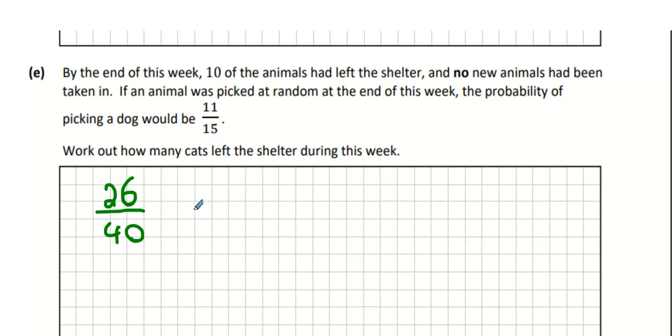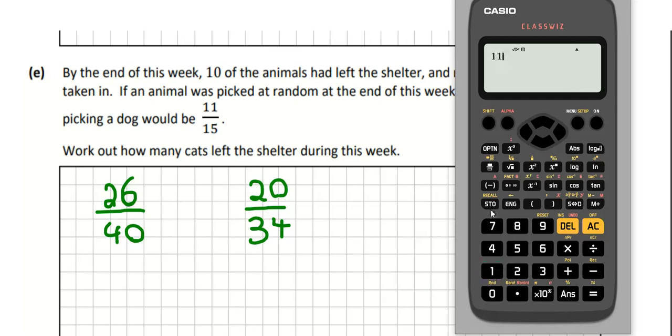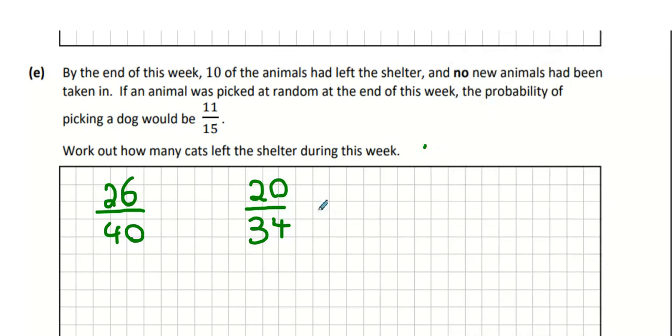So for example, if I take out 6 dogs, what's left over dog-wise? 20 out of 34. And 11 over 15 is roughly 73%. What's 20 over 34? 58%. Crap. I've gone too low, haven't I? Let's start taking out some cats. Take out 4 cats. What does that put me on? 20 out of 30. So I took out 4 cats, yeah?